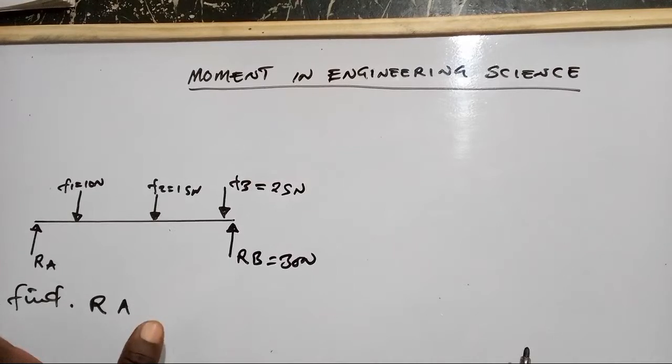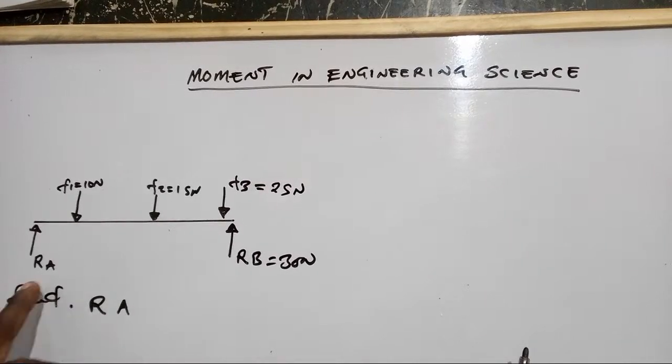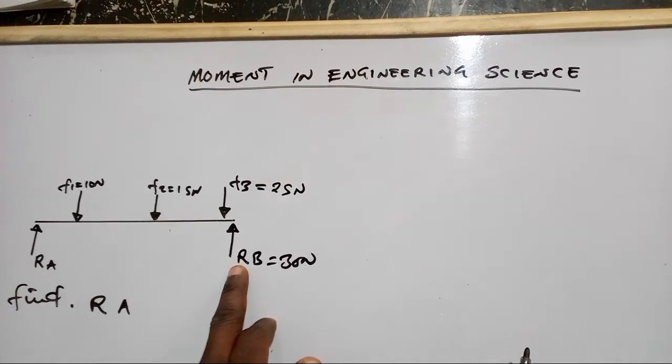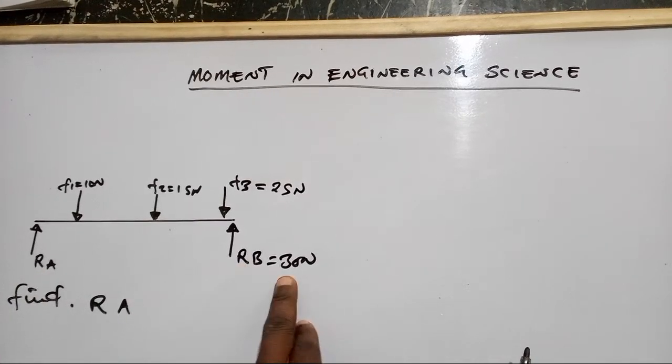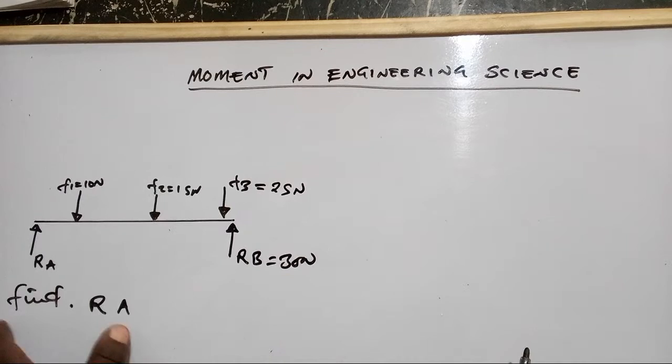And we have the resultant forces, which are acting upwards, which are RA and RB. RB is equal to 30 Newton, and we are told to find RA. How do we find RA?